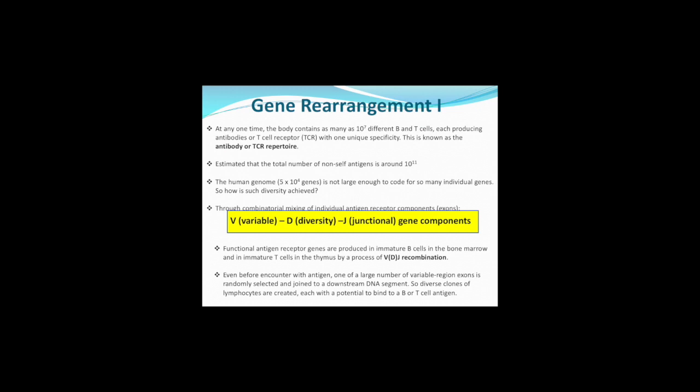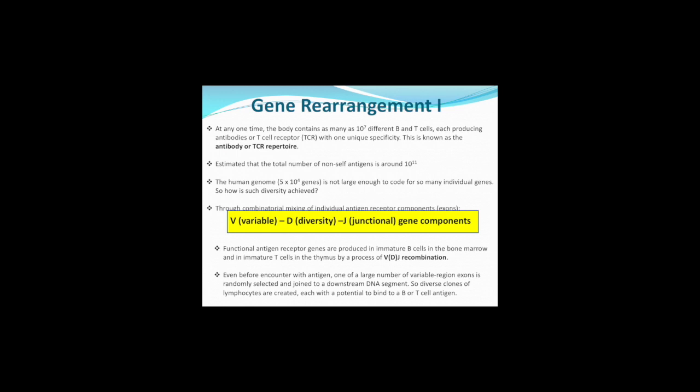But theoretical biologists have come up with a figure of around 10 to the 11 different potential antigens, whether they are food antigens, bacterial, viral, or parasitic antigens that you might encounter in the environment. So the question is, how does the system generate enough diversity in its B cell antibody production and T cells to recognize all of these different antigens?